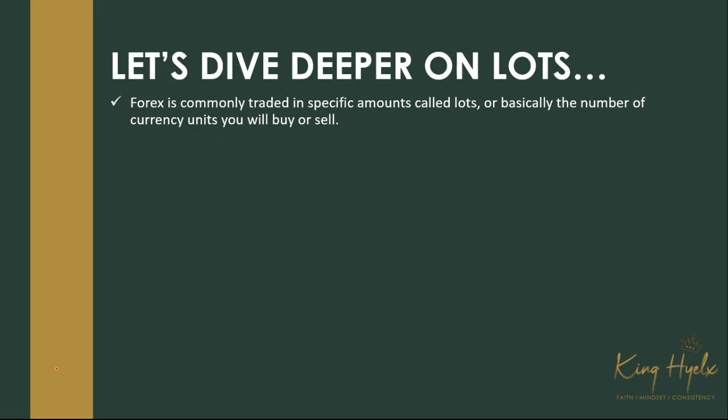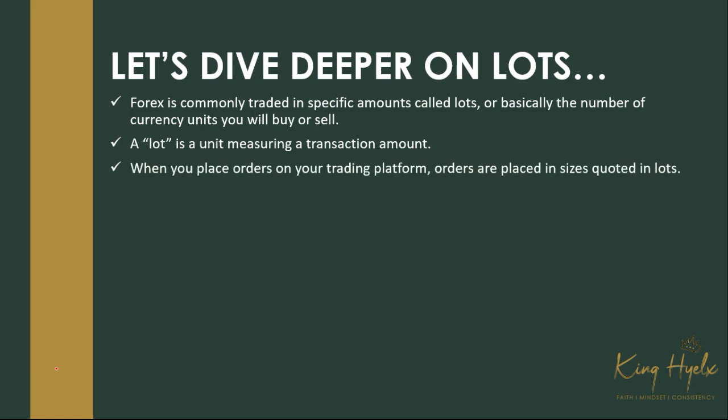So going further, Forex is commonly traded in specific amounts called lots, or basically the number of currency units you will buy or sell. A lot is a unit measuring a transaction amount, right? When you place orders on your trading platform, orders are placed in sizes quoted in lots. Because when you want to open a position, let's say you have speculated that, just like in the previous example, you expect there's going to be a 100 pip change in a particular exchange rate, right? So how do you now buy or sell that currency? It's quoted in what? It's quoted in lots.